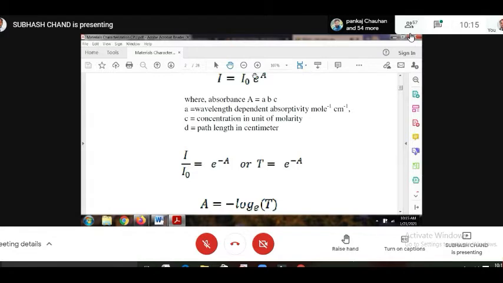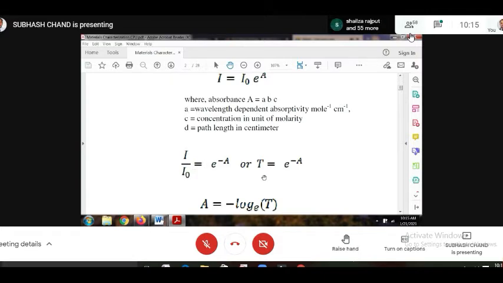Okay, so here intensity decreases exponentially like this. So we write I upon I naught from here, and we get exponential minus A, where I upon I naught is the intensity transmitted, the intensity after passing through the sample divided by the intensity incident before entering the sample. How much it is.